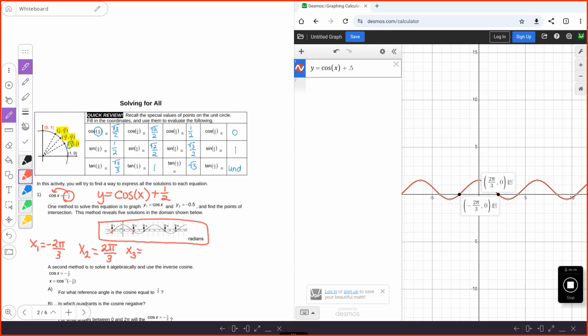And then x3 is another one coming out of the water at 4 pi over 3. And then I have x4. It's 8 pi over 3, because now I keep going right according to my drawing. And x5 is 10 pi over 3.